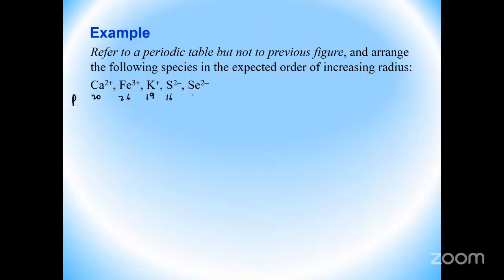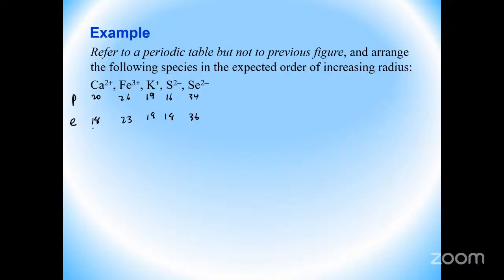And what is selenium? Se. Selenium, 34. Okay. So those are the number of protons for each of them. Now let's look at the number of electrons. In the case of calcium, I would have to remove 2 electrons from 20, so that leaves 18. In the case of iron, that would be 23. In the case of potassium, that would be 18. In the case of sulfide, I'm adding 2 electrons, so that would be 18. And in the case of selenide, that would be 36, right?